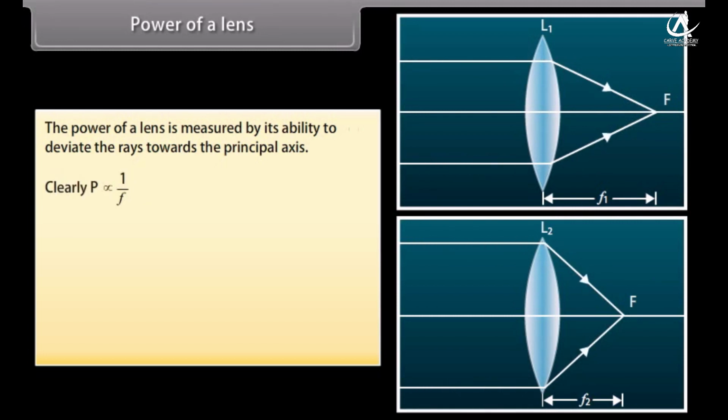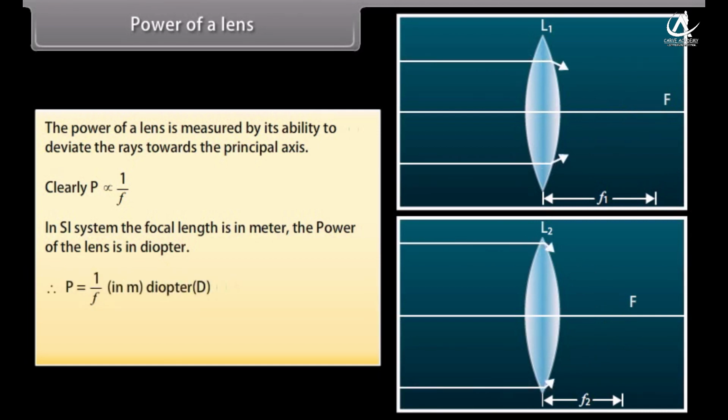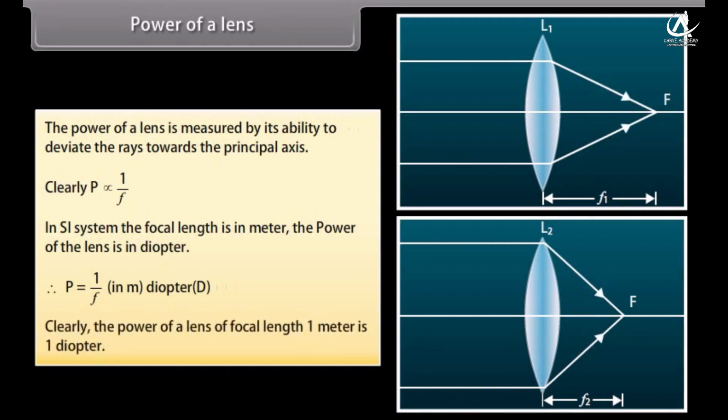Clearly, P is directly proportional to 1 by F. In SI system, the focal length is in meter. The power of the lens is in diopter. Therefore, P is equal to 1 by F in meter, diopter D. Clearly, the power of a lens of focal length 1 meter is 1 diopter.